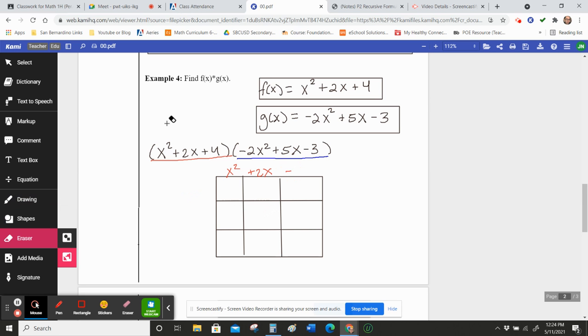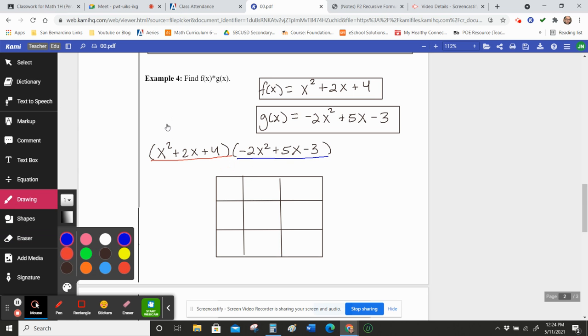You can write x squared plus 2x plus 4 on the left side. And you can write negative 2x squared plus 5x minus 3 on top. Doesn't really matter, you'll get the same answer. All right, I'm going to leave it as this and multiply this out. So let's fill in the box now.